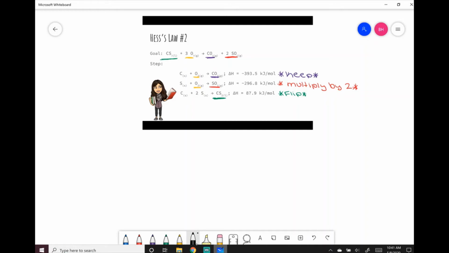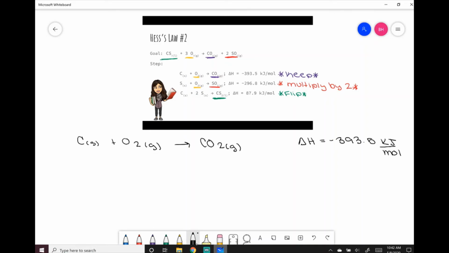So my first reaction I'm going to keep. So I have carbon solid plus oxygen gas, and I produce carbon dioxide. And I'm going to keep my delta H. So my delta H does not change because I did not change my reaction. You could put the moles there. We haven't talked about that, so either one is fine.